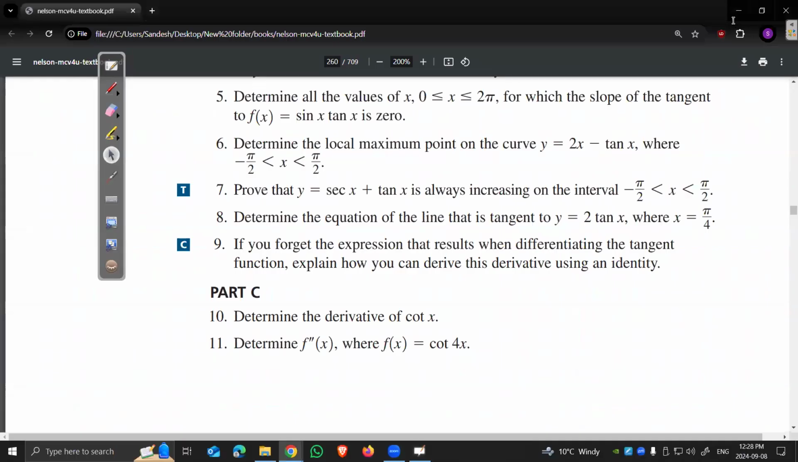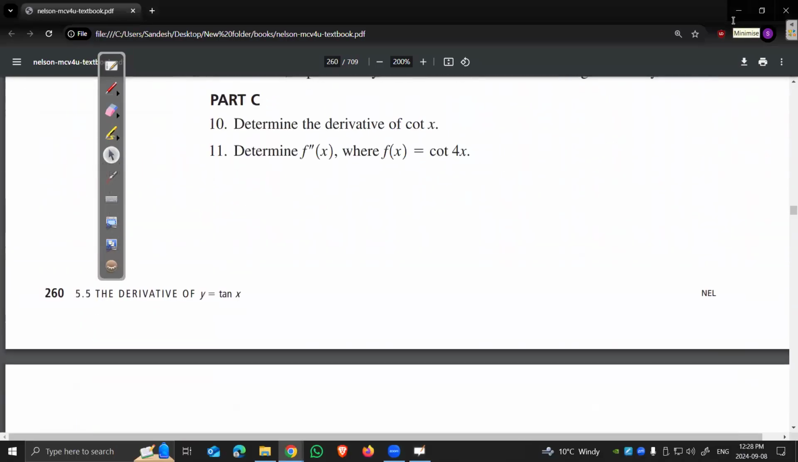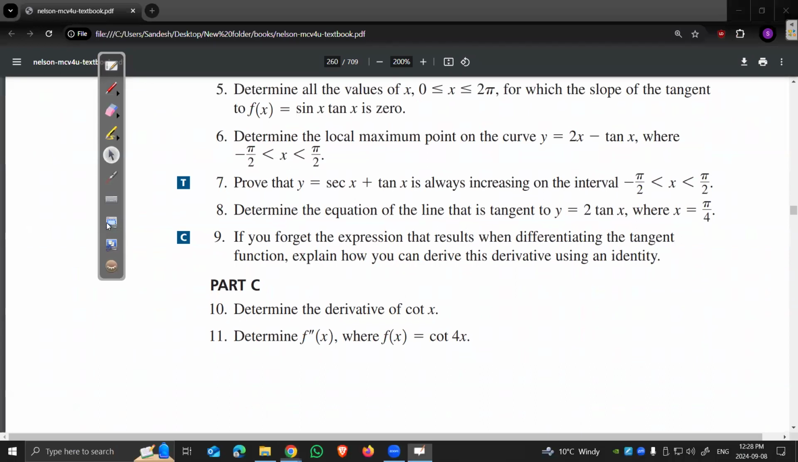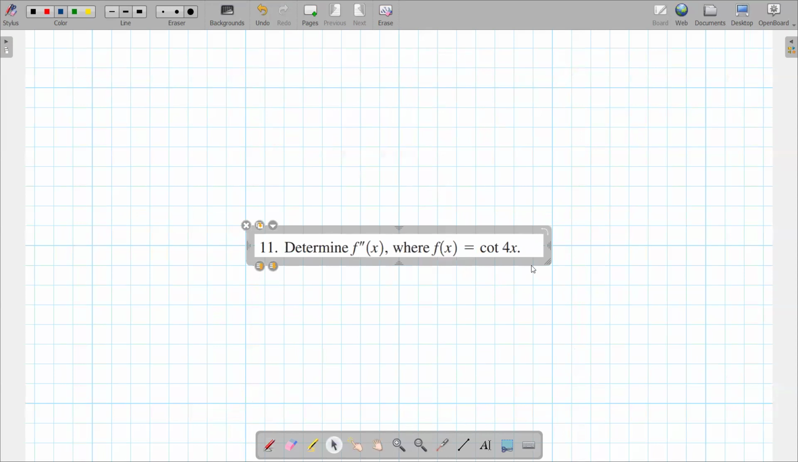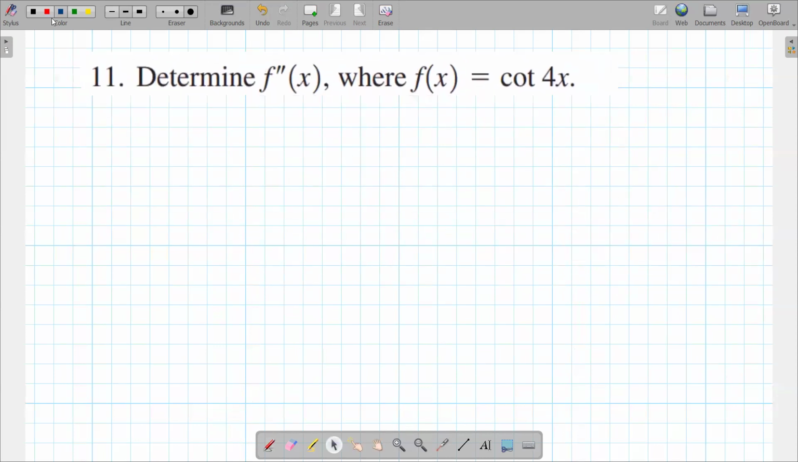It's negative cosecant squared x. So we know d over dx means the derivative of cotangent of x is negative cosecant squared x.